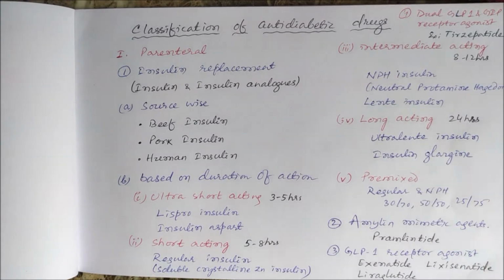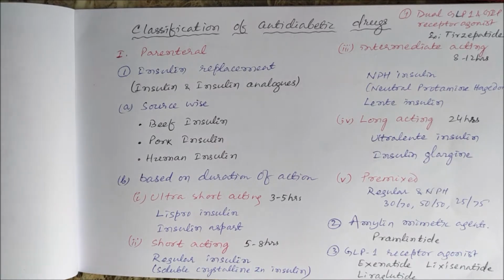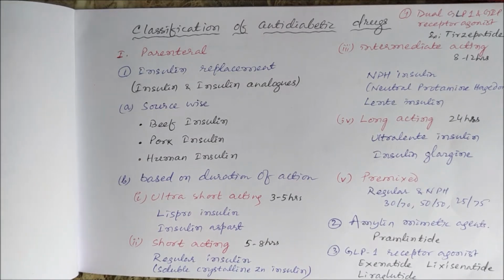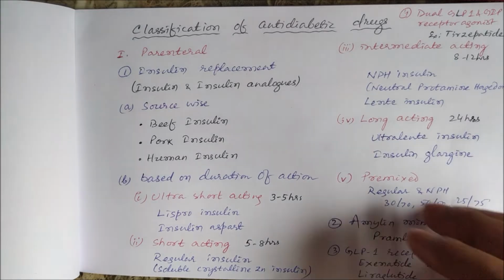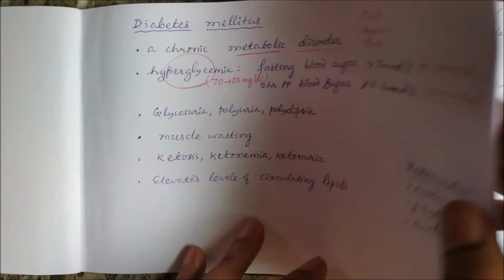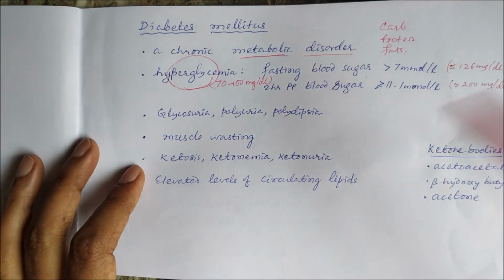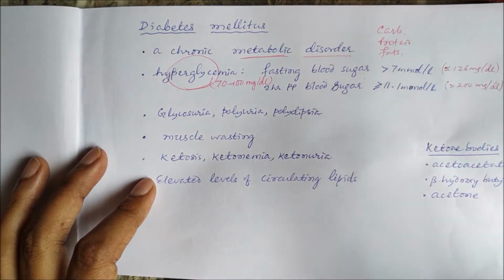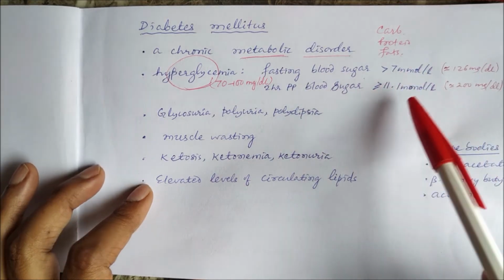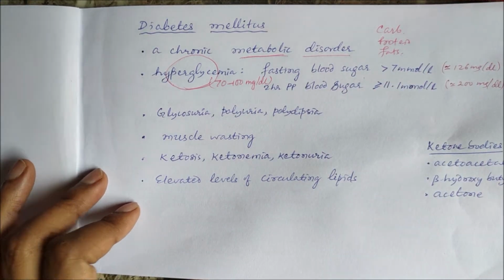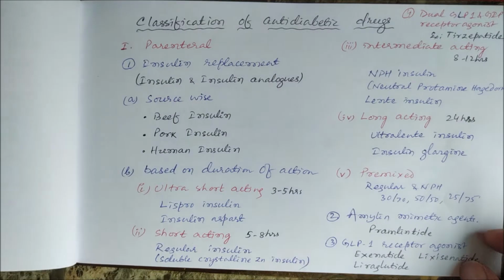So as we know, diabetes is a chronic metabolic disorder characterized by hyperglycemia, and hyperglycemia is a condition in which the blood sugar level becomes more than normal, and the fasting sugar as well as the postprandial sugar increases. So fasting sugar increases more than 7 millimole per liter, whereas postprandial sugar increases more than 11.1 millimole per liter.